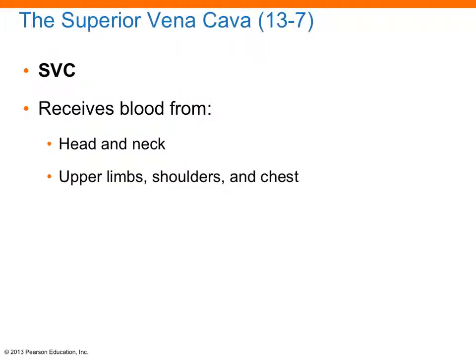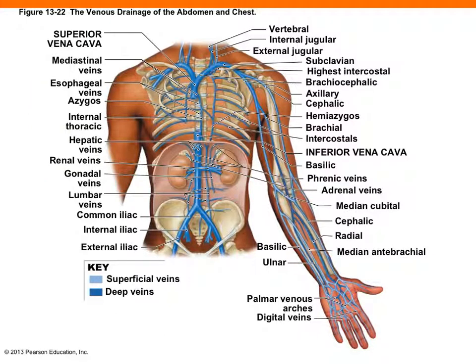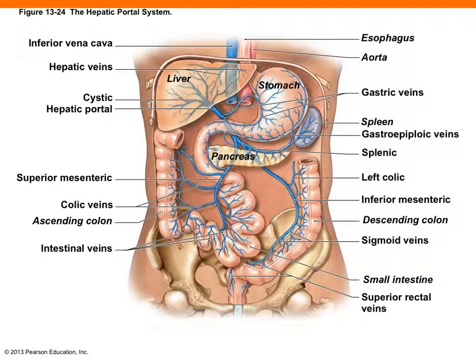The superior vena cava receives blood from the head and neck, upper limbs, shoulders, and chest, and they return blood to the heart. This shows you the superior vena cava and the veins returning blood to the heart. This shows you the inferior vena cava and the blood returning from the trunk and legs.